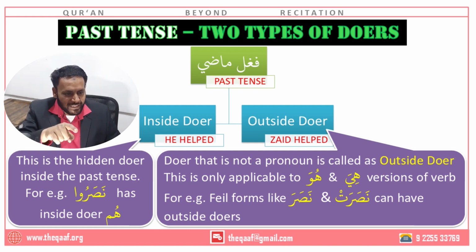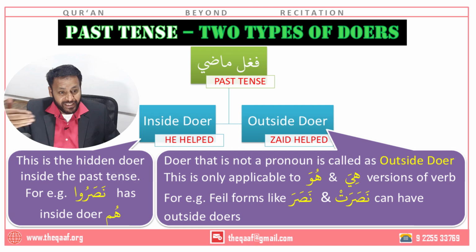That's what it means, and that's what is written here. A doer that is not a pronoun is called an outside doer. So when we are using an outside doer, it's not going to be a pronoun. It's going to be something else. This is applicable to only huwa and hiya versions of the verb. For example, forms like nasara, nasarat can have an outside doer.